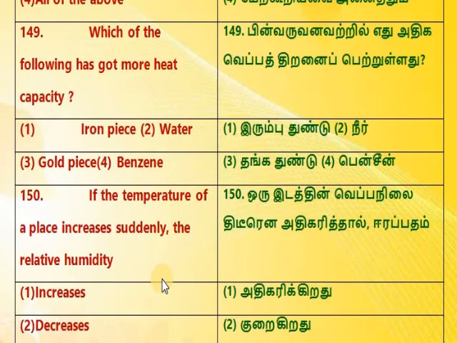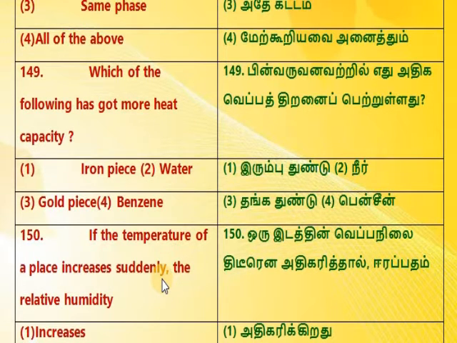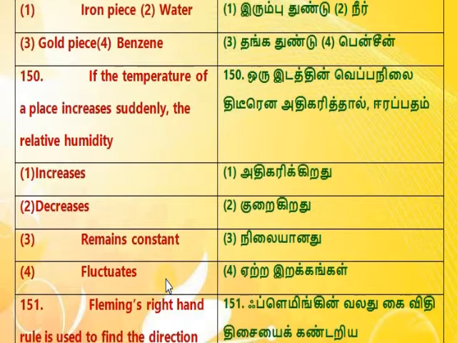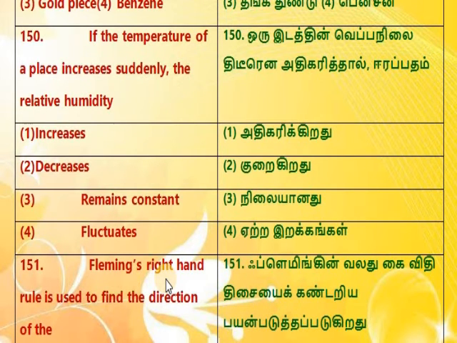149. Which of the following has got more heat capacity? 1. Iron piece. 2. Water. 3. Gold piece. 4. Benzene. 150. If the temperature of a place increases suddenly, the relative humidity 1. Increases. 2. Decreases. 3. Remains constant.